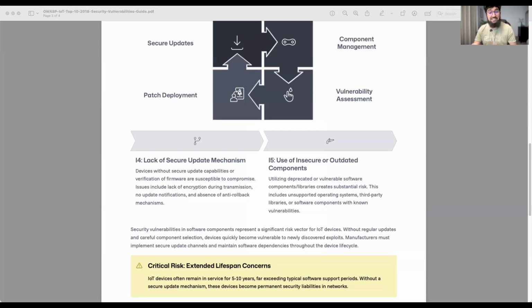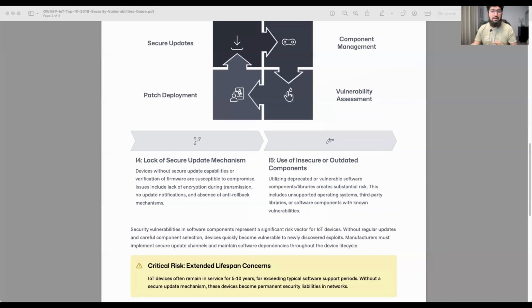Let's take an example. In 2014, the Heartbleed vulnerability in OpenSSL demonstrated the widespread impact of vulnerable components. Despite the patches being quickly available, many IoT devices continued using vulnerable OpenSSL versions for years afterwards. Similarly, the 2020 discovery of the Ripple20 vulnerabilities in a widely used TCP/IP stack affected devices across multiple industries, many of which could not be updated.